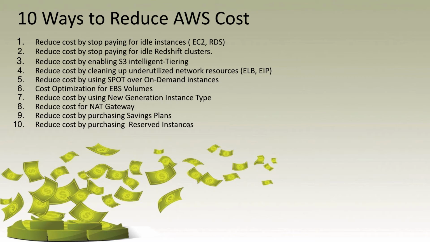So if you're using an old generation instance type, then see if you can move to a new generation instance type and save some money. So that's another way you can save some money, by moving to a new generation instance type.